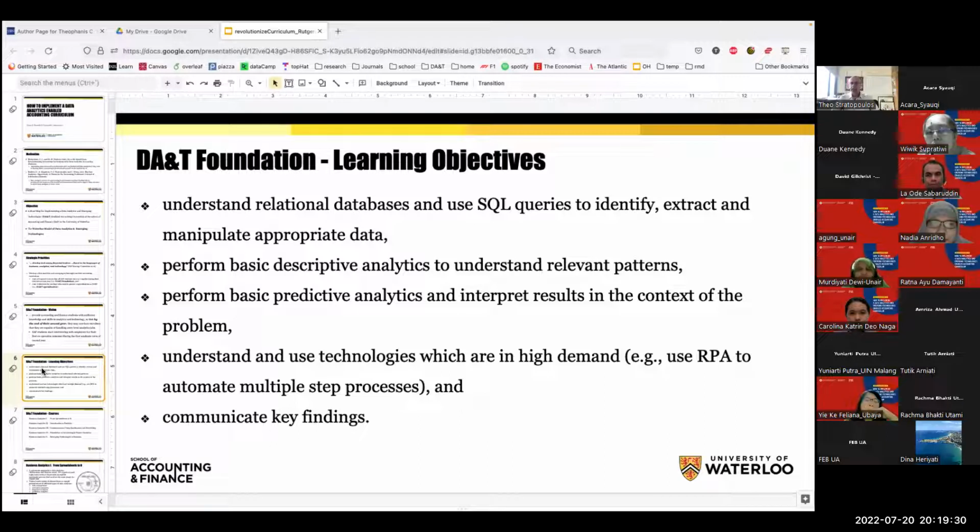Your manager, your client does not have to be an expert in R or Python or any kind of statistical analysis in order to understand what you have done. You need to be able to simplify, communicate in simple terms. So these are the objectives. That's what we want our second year student to be able to achieve, all right?